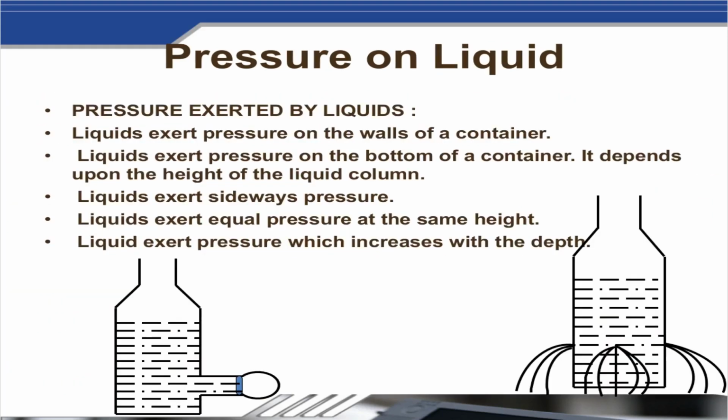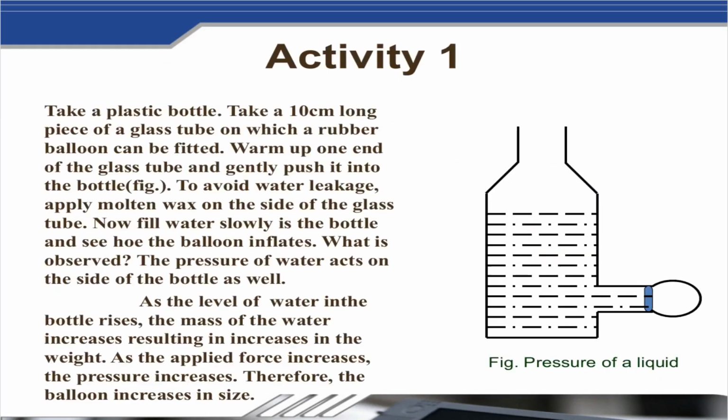Now we see pressure on the liquid. प्रेशर exerted by liquid. Liquid exerts pressure on the wall of the container. Liquid exerts pressure on the bottom of the container. It depends upon the height of the liquid column. The liquid exerts sideway pressure. Liquid exerts equal pressure at the same height. Liquid exerts pressure which increases with the depth also. We see the activity 1 so that your concept will be clear.